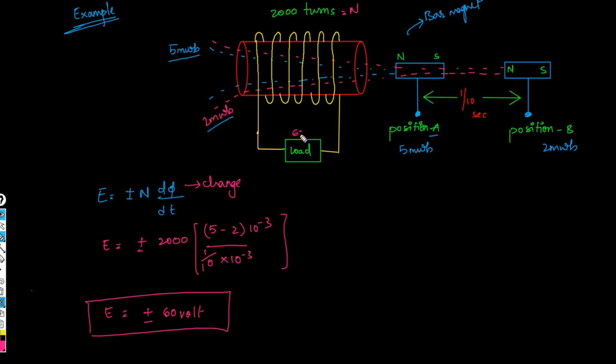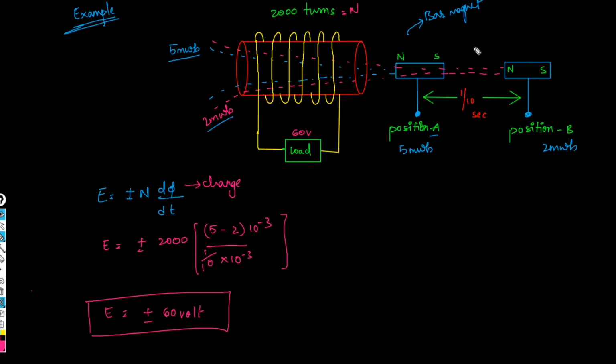So we got 60 volts as the magnitude of voltage across the load, and this polarity will depend upon Lenz's law. Now what does Lenz's law say? Whatever current flows through this winding should oppose the cause for it. Here the cause is the movement of this particular bar magnet.